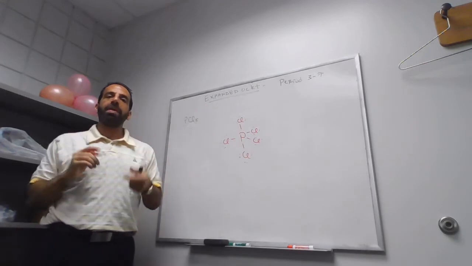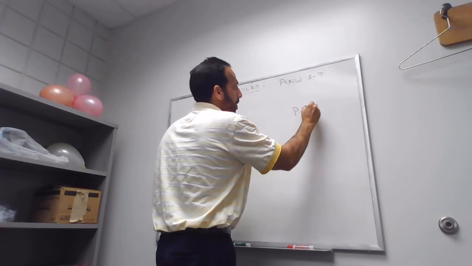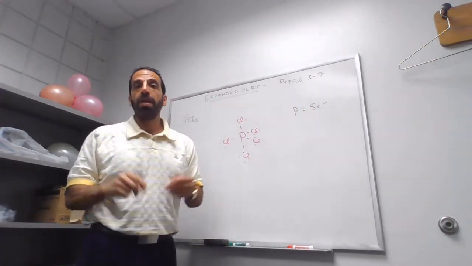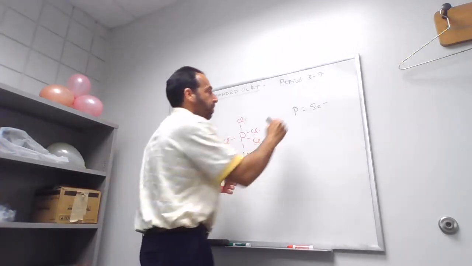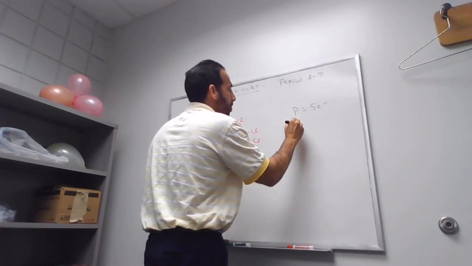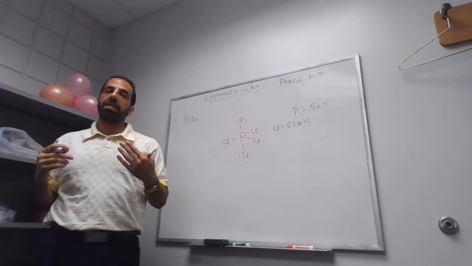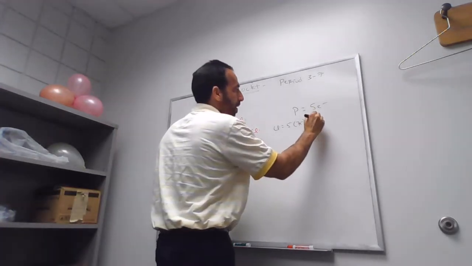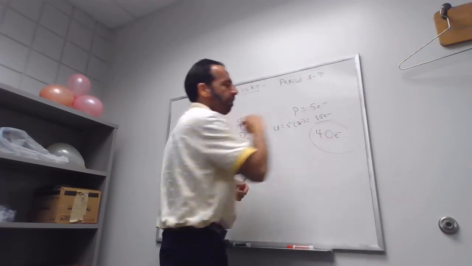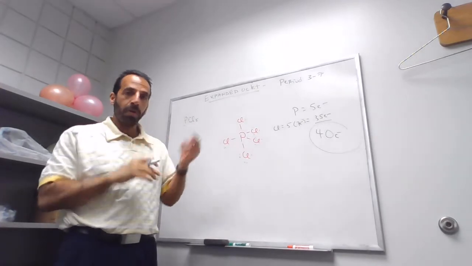Now I'm going to go back and count how many valence electrons I need to work with. Phosphorus, group 5A, has 5 electrons. Chlorine, the halogen, group 7A, has 7 electrons. I should have said 7. So there's 5 chlorines, each one has 7 valence electrons. That's 35 electrons. So 40 valence electrons I need to use. Got to use 40 exactly, no more, no less.